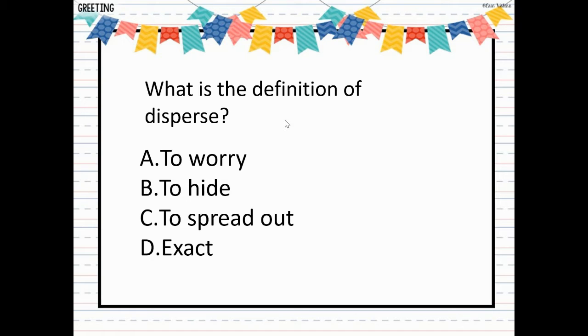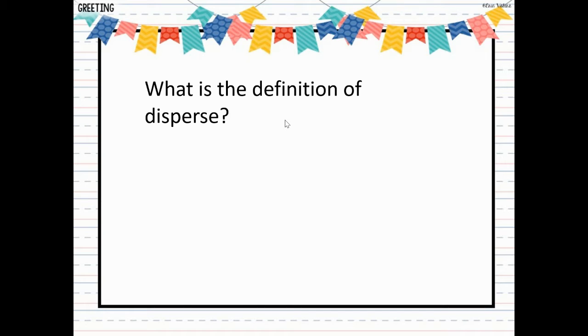What is the definition of disperse? So this was a word from last week. If we disperse, is it to worry, to hide, to spread out, or exact? Disperse. Yeah, that word means to spread out. Remember we talked about after the game, everybody disperses and goes home. They spread out and go their own way.